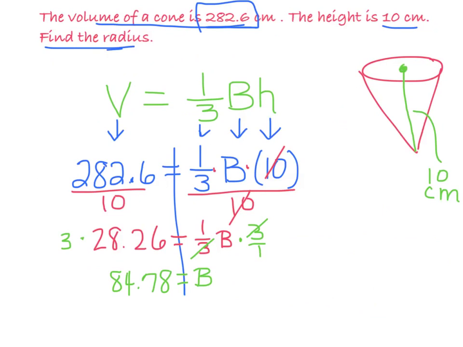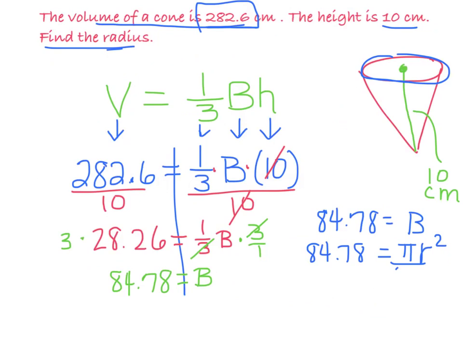Now, I don't want the area of the base. I want the radius. So I'm going to think about my base is a circle. So I'm going to come over here and just write it quick. My base is a circle, so the formula for that is pi r squared. Okay, now I know what pi is, 3.14, so I'm just going to divide both sides by 3.14. So I'm going to divide that out. I get 27 equals the radius squared.